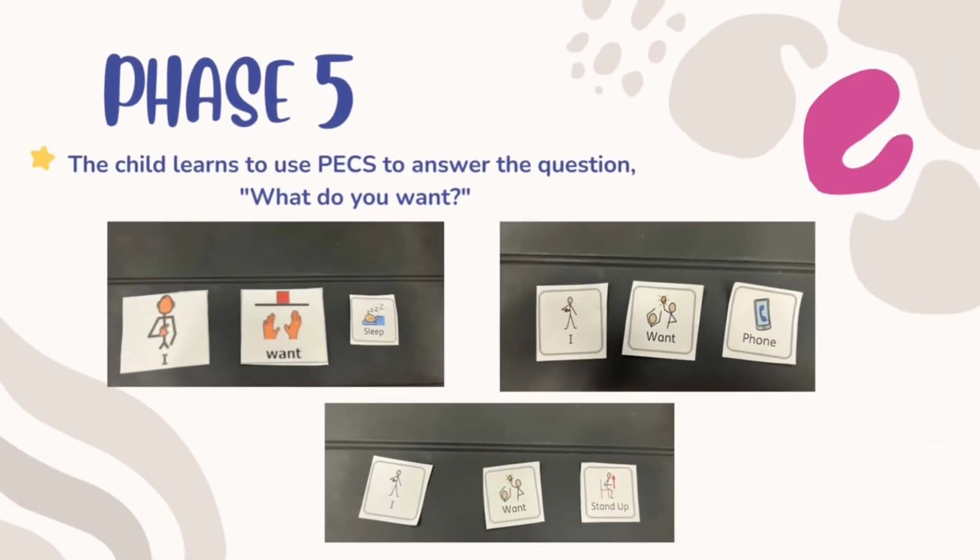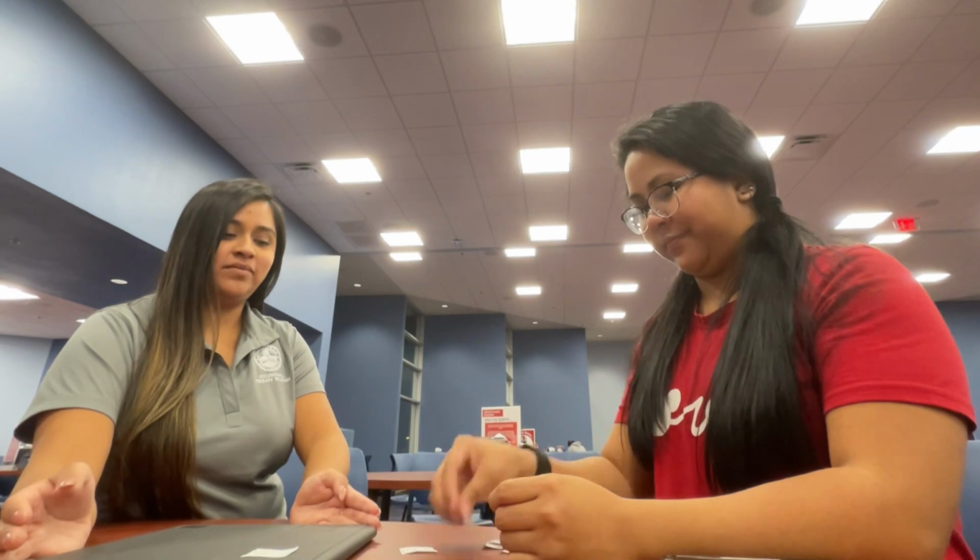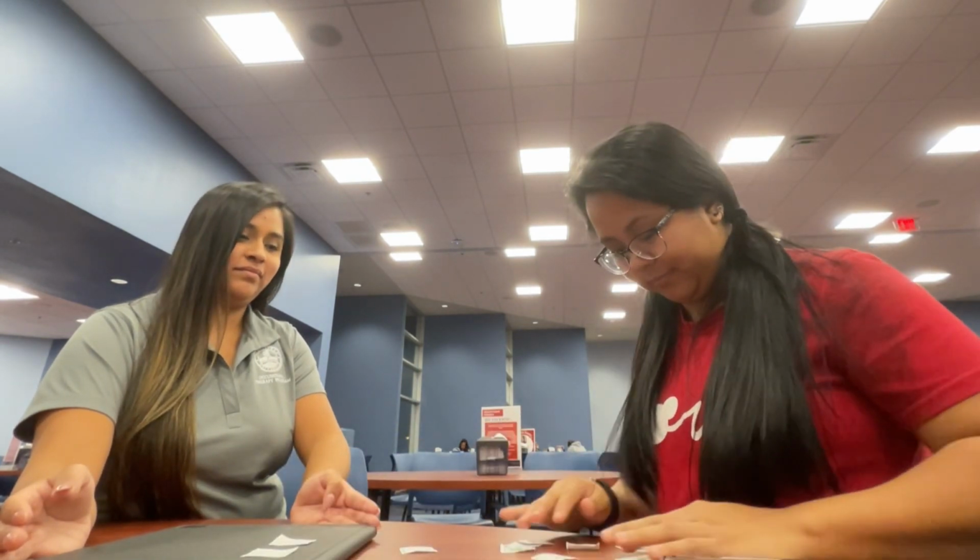Phase 5. The child learns to use PECS to answer the question, "What do you want?" During this phase, the communicative partner asks, "What do you want?" and the goal is to slowly increase the delay between the point and the question. I want book.